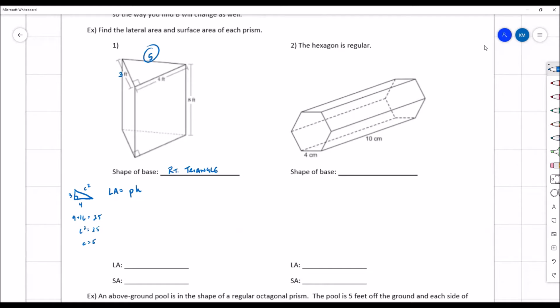The perimeter of our base then is 3 plus 4 plus 5, 12. The height of our prism is 8 feet. And so we should find the lateral area. Again, that's just all of the lateral faces, 96 feet squared.